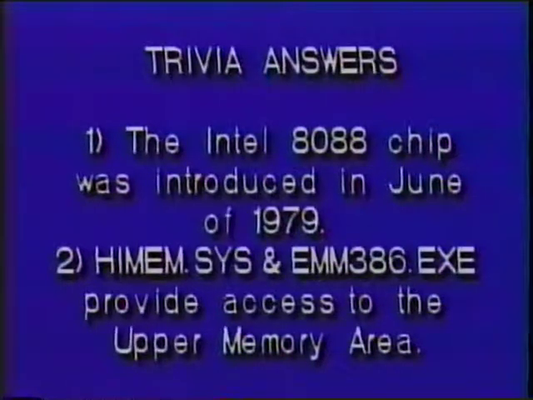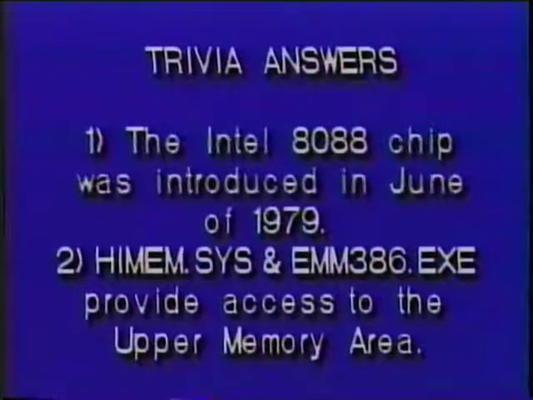Here are this week's computer trivia answers. Number 1. The Intel 8088 chip was introduced in June of 1979. And number 2. HIMEM.sys and EMM386.exe provide access to the upper memory area.